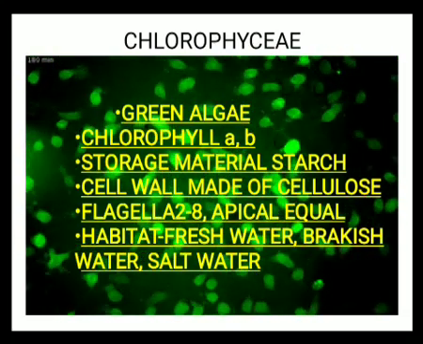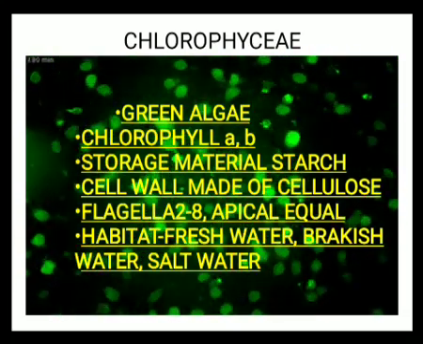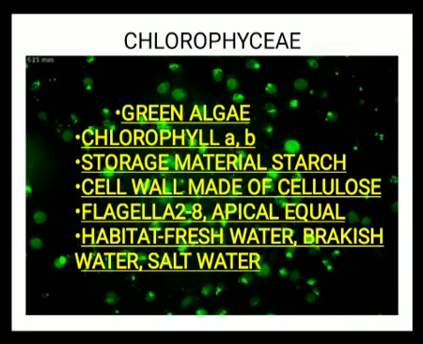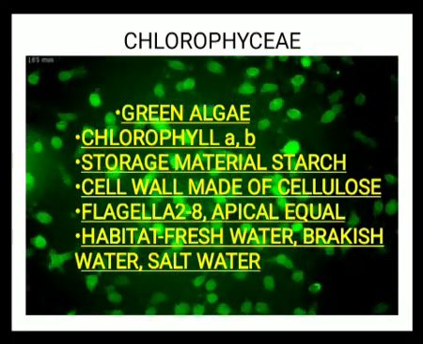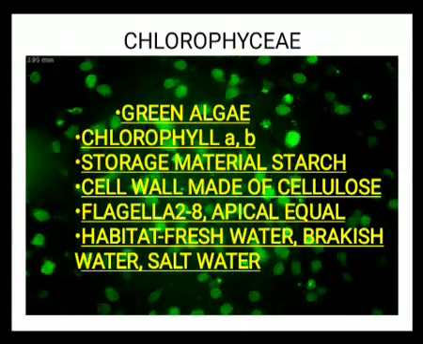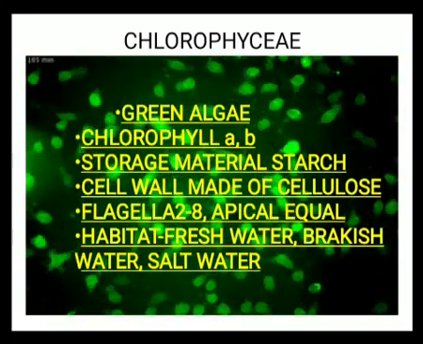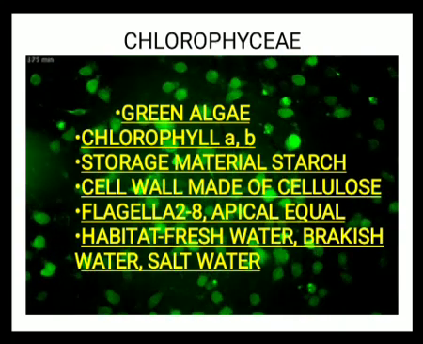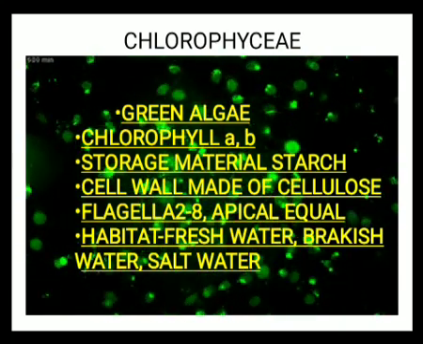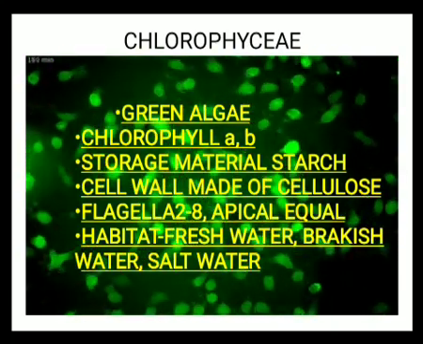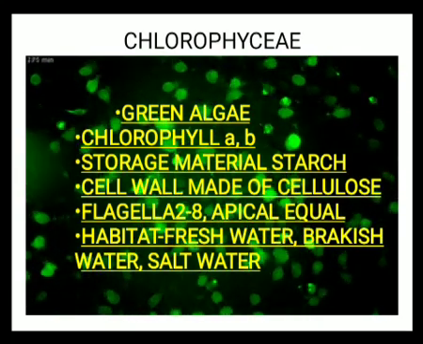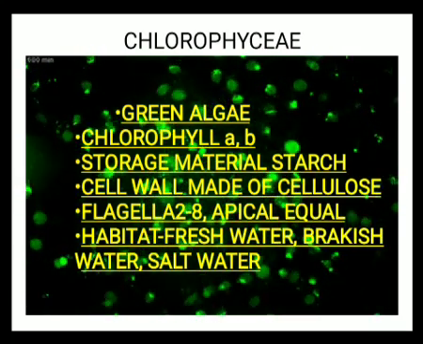They are apical and equal. As I told you, this is a freshwater algae, also found in brackish water and also found in salt water. Vegetative reproduction usually takes place by fragmentation or by the formation of spores. The spores are flagellated zoospores produced in the zoosporangia.